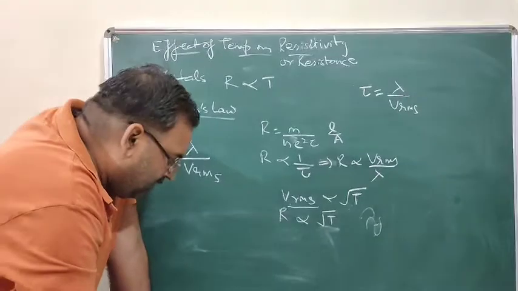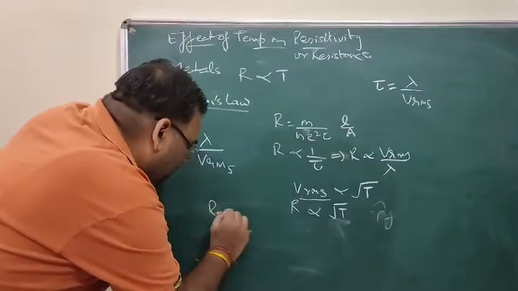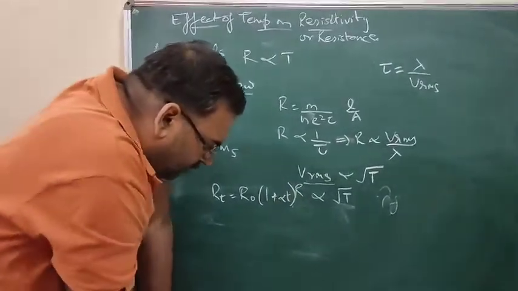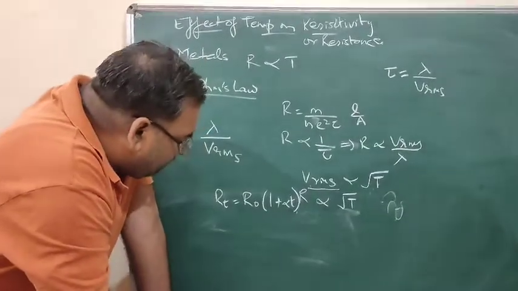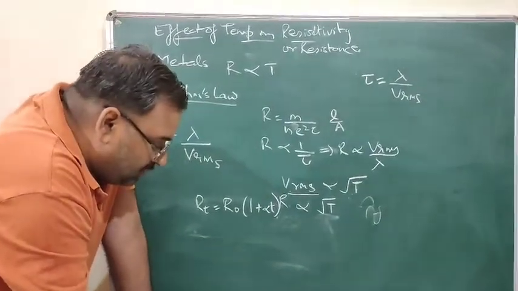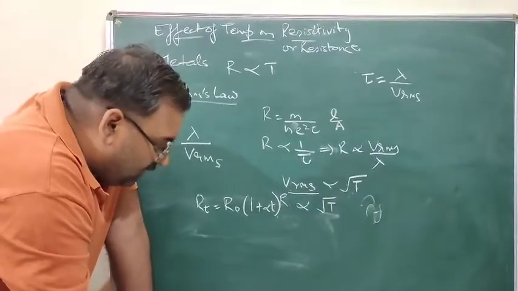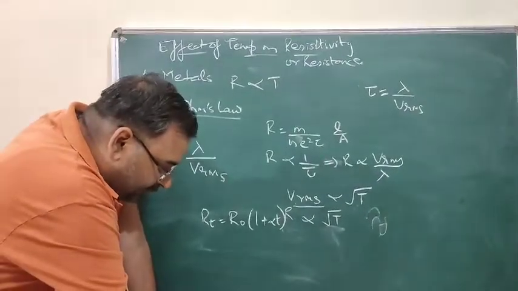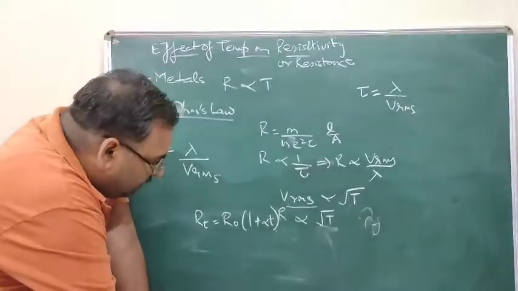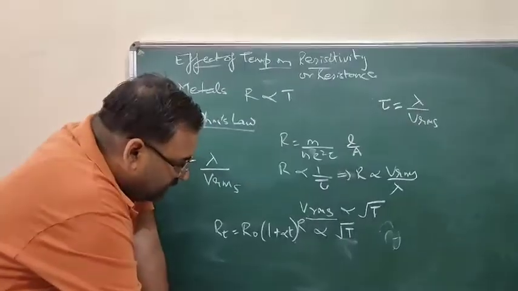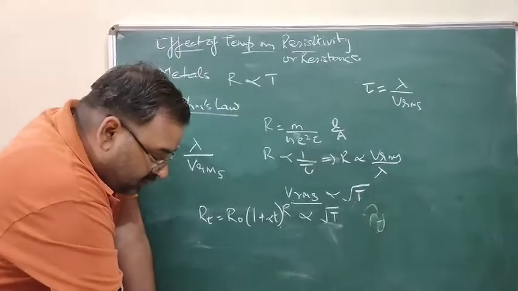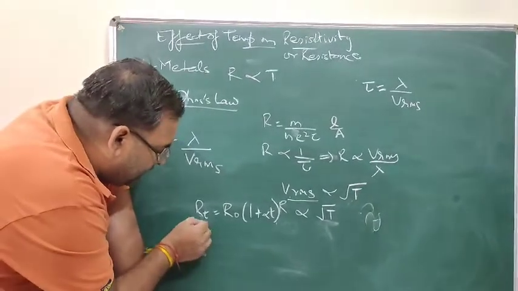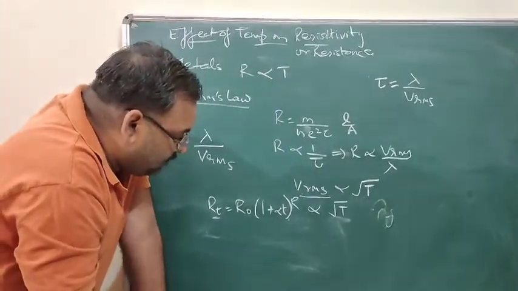Okay, next formula we have: RT equals R0 (1 plus alpha T), where RT is the resistance of the wire at temperature T, R0 is the resistance of the wire at 0 degree Celsius, and alpha is the temperature coefficient of resistance. So at any given temperature we can find out the resistance of the wire: RT equals R0 (1 plus alpha T).